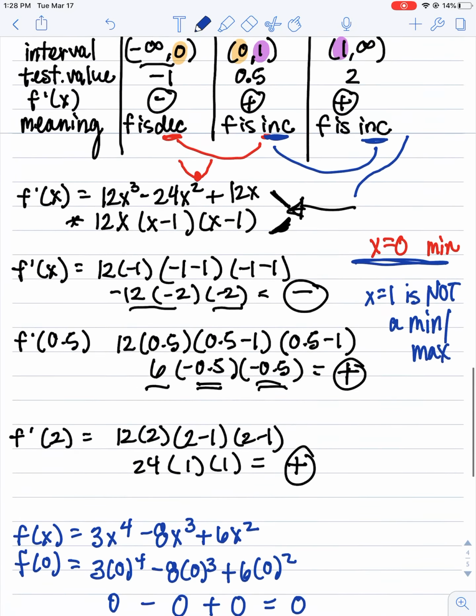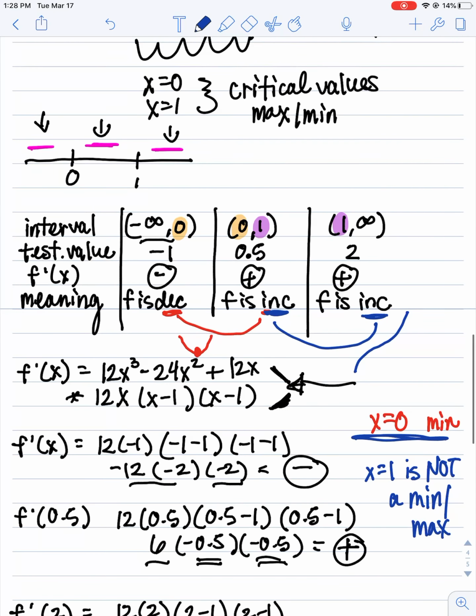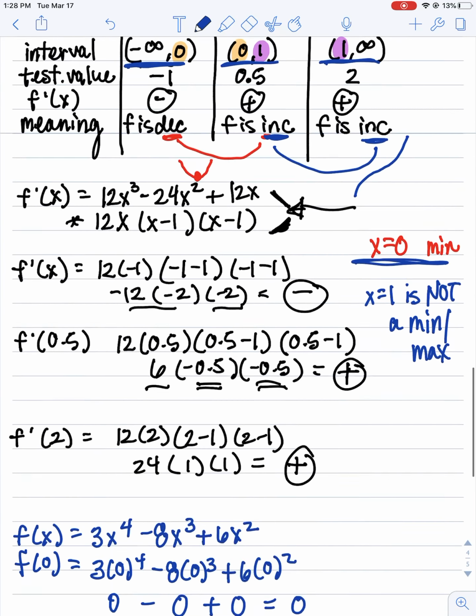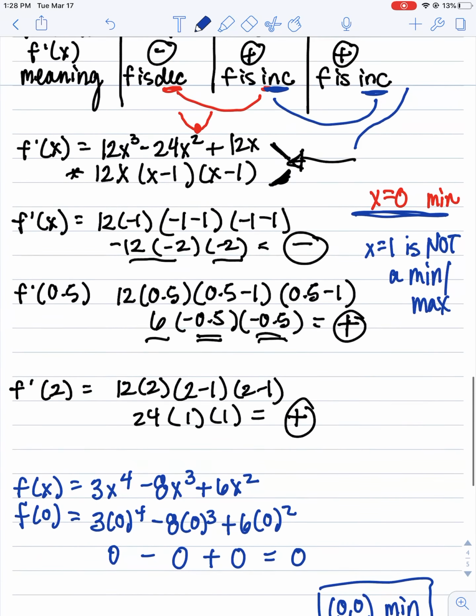So again, if you go back up to your chart, here is your interval of increasing. Here is your interval of increasing. Here is your interval of decreasing. And we've already talked about there is a minimum and no maximums.